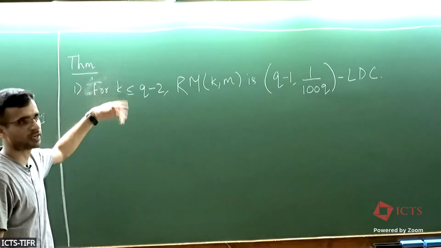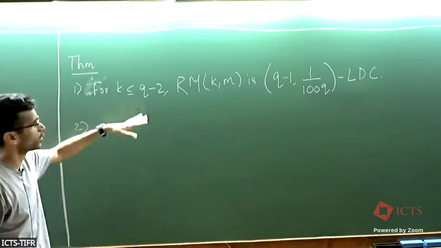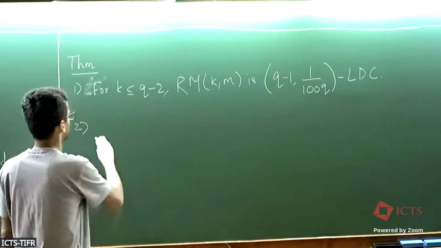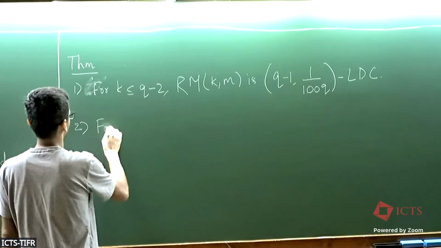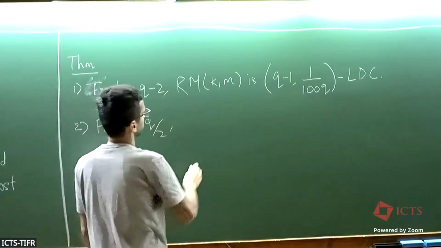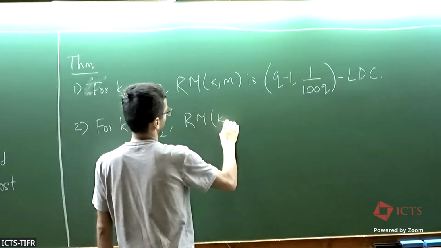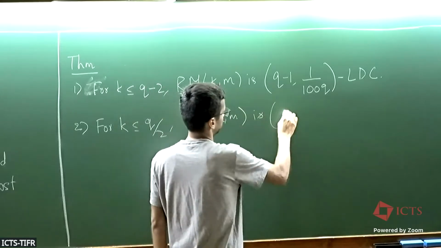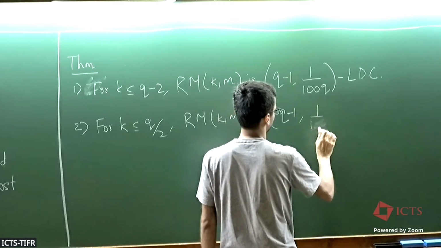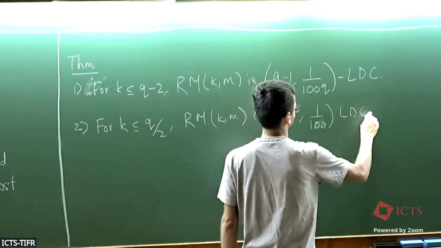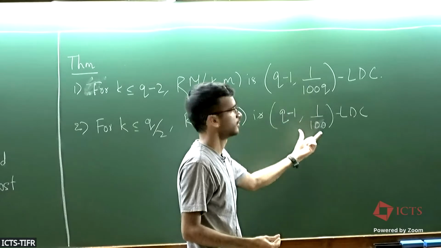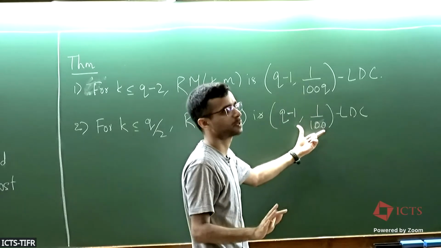This will have most of the ideas for how these algorithms go. And then we'll notice that we are being a little sloppy about it. If we use everything that we have seen so far, we'll actually be able to prove something more. So let's say if k is at most q over 2, then RM(k, m) is q minus 1 comma 1 over 100 locally decodable. So here we are tolerating 1 over 100q fraction errors. And here we will tolerate 1 over 100 fraction errors, independent of q.